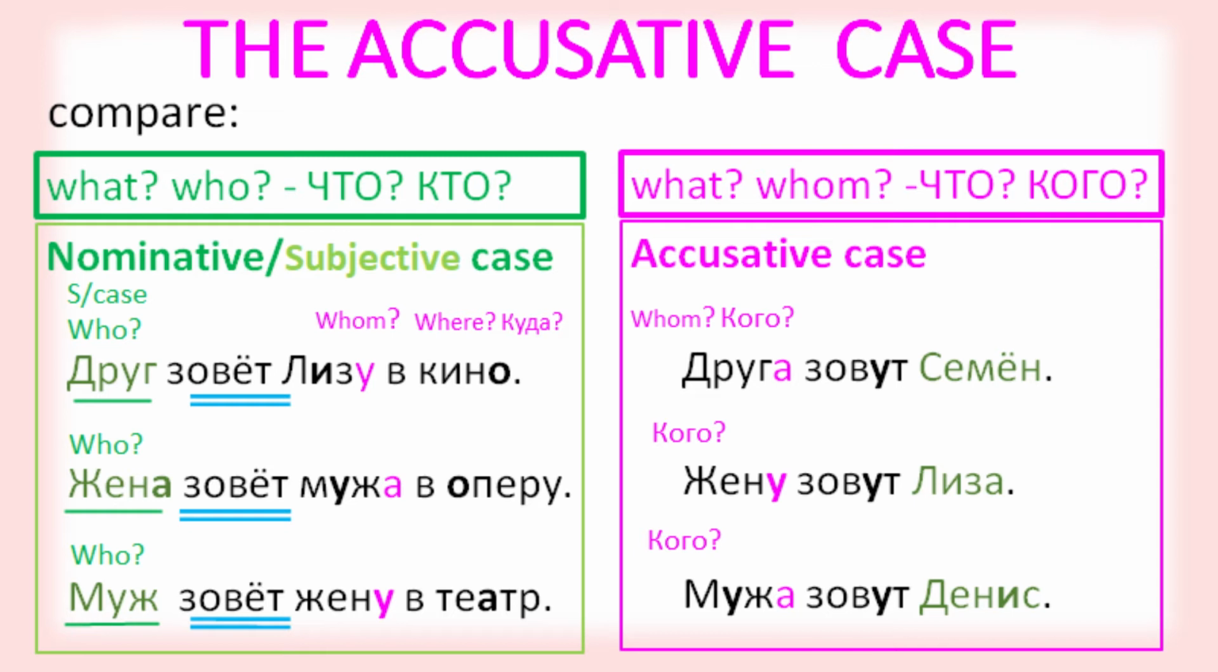Муж зовет жену в театр. The husband calls his wife to go to the theatre. Муж is in the nominative subjective case and is the subject of the sentence. Мужа зовут Денис. My husband's name is Dennis. Мужа is in the accusative case and is the object of the sentence.